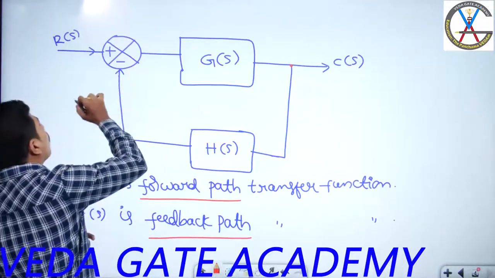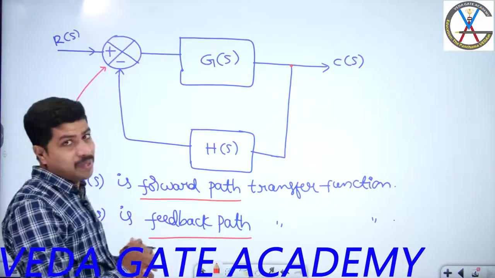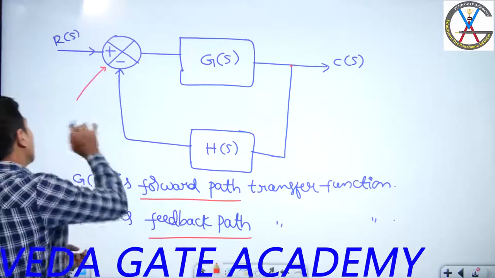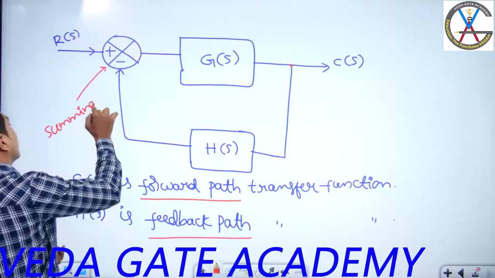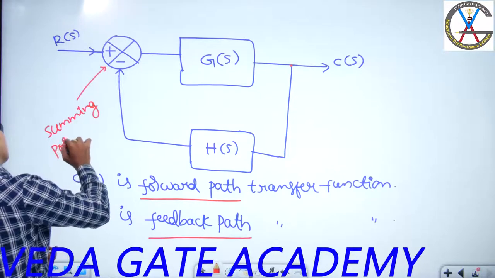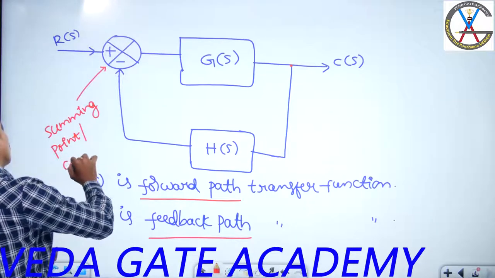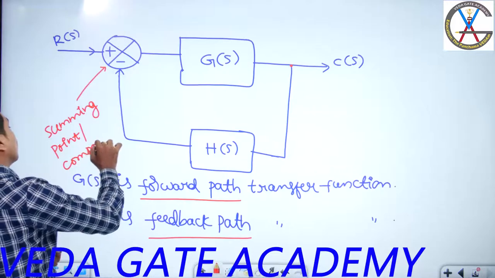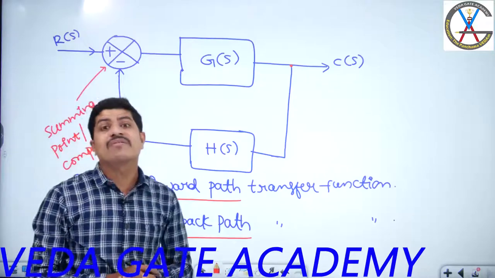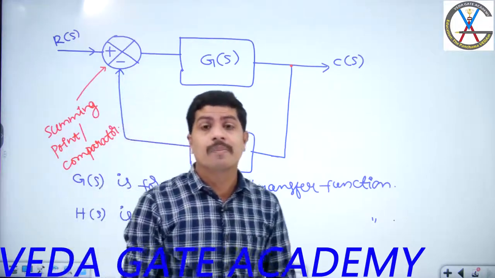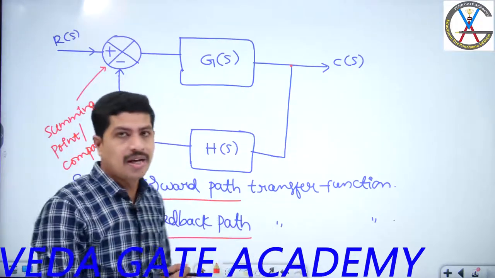And this particular one is called the summing point or comparator. We already saw. Let me write here. This is called the summing point, or it is also called the comparator. And what is the feedback we take here? Positive feedback or negative feedback? Negative feedback. Sir, how to recognize?